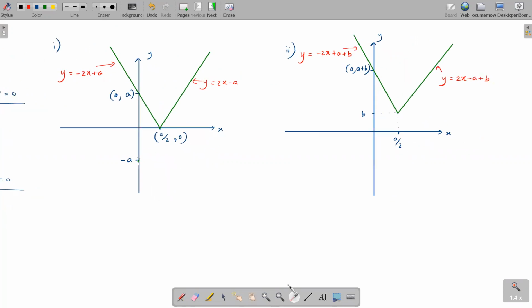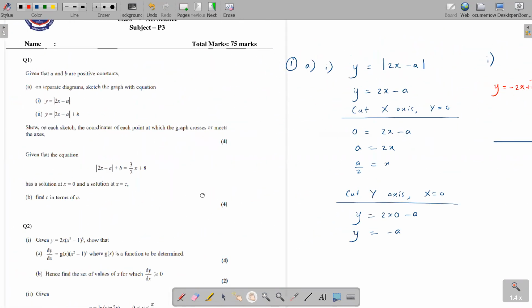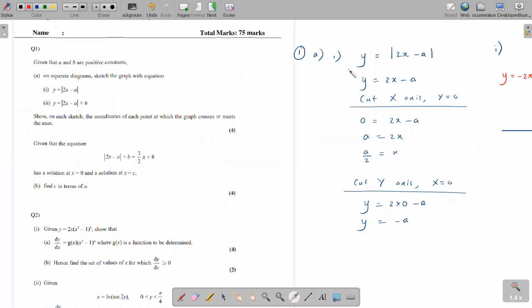Okay, so then I took both of those graphs, added b, and I got the Roman number 2 graph. So it's not related to part A actually. I just marked the graphs in the event that I need them for part B. Then, given that the equation modulus 2x minus a plus b equals 3 over 2x plus 8 has a solution at x equals 0 and a solution at x equals c, find c in terms of a. Modulus 2x minus a plus b is the graph that we drew in Roman number 2.